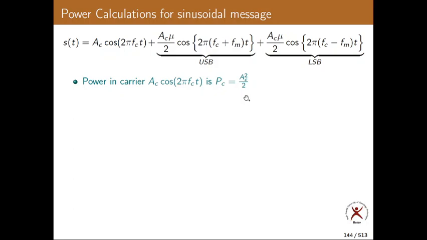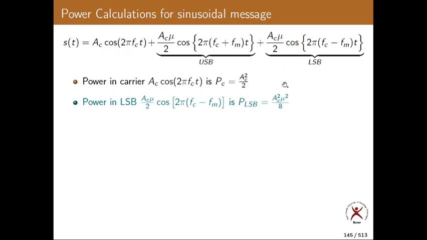Since S of t contains 3 cos functions, things become very easy. That is the power in the carrier, equal to AC square by 2. This is the carrier term, pure carrier. So the power of AC cos 2 pi FCT is AC square by 2. Now, what is the power in the lower sideband? What is the lower sideband? This term, AC mu by 2 cos 2 pi (FC minus FM)T. That is the lower sideband term.